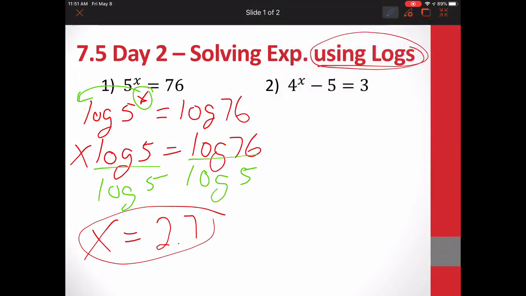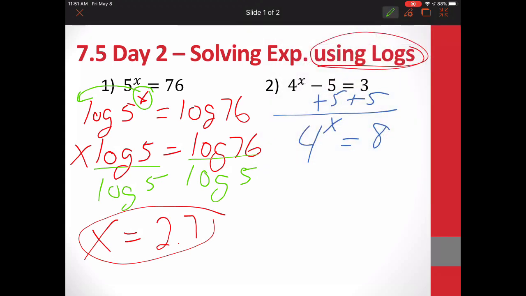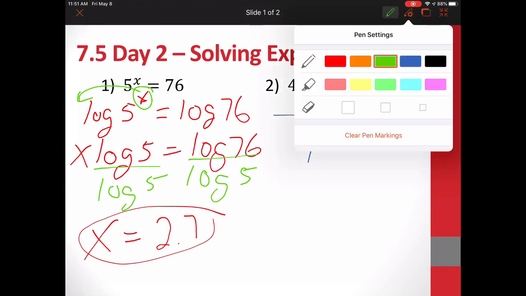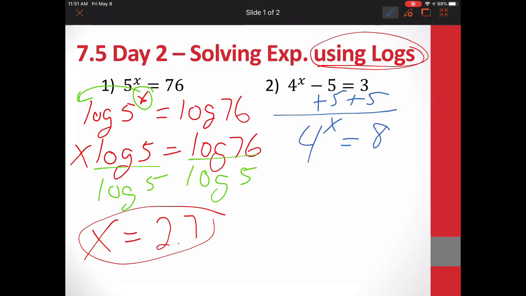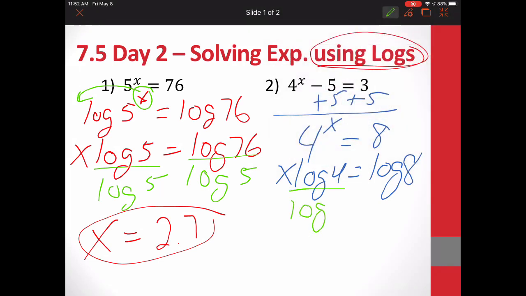Over here, you'll notice it says 4 to the x minus 5 equals 2 in number 2. So we have to add the 5 first. You can't take anything to a base and an exponent unless it's all by itself. So it always has to have a base and an exponent by itself. Now, we're going to apply log to both sides and move the x in front. So that's x log of 4 equals log of 8. And then we divide by log of 4, both sides.